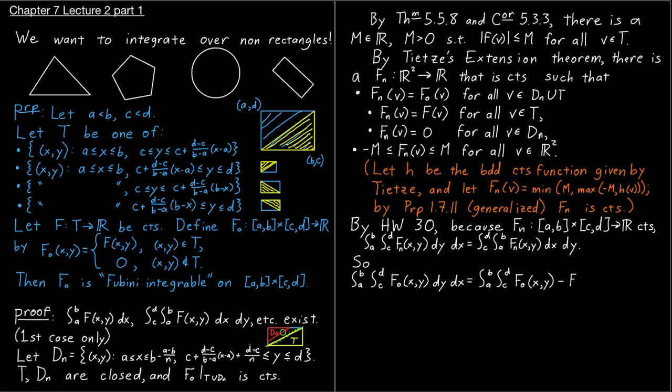So I'm going to subtract fn on the inside. And then because integrals are linear, I can go ahead and just add to that, add and subtract the integrals of fn of x, y. And then we can move them inside. Then we can break up the inner integral and then break up the outer integral by linearity. So this is indeed a legitimate equals sign.